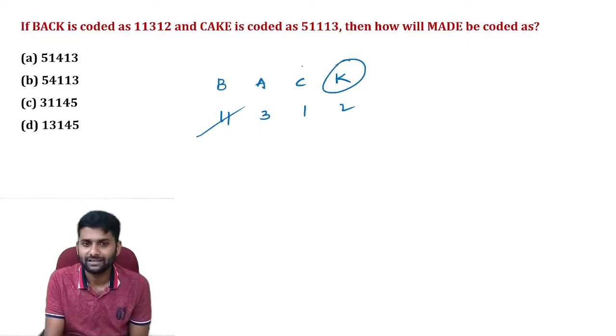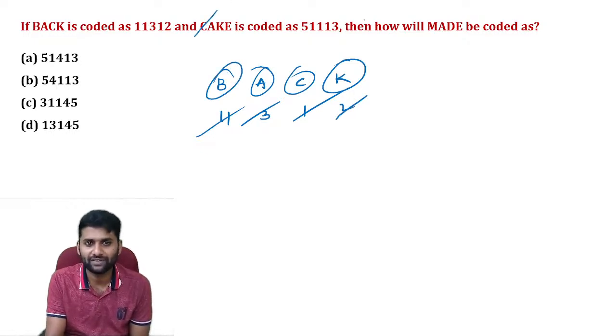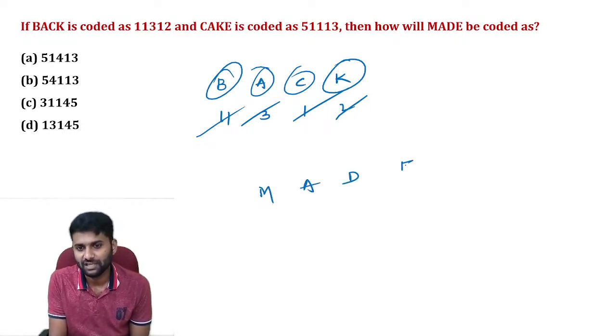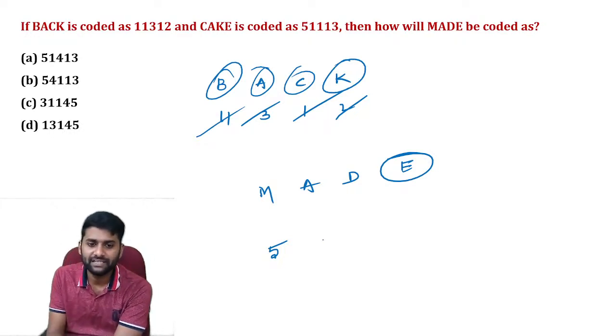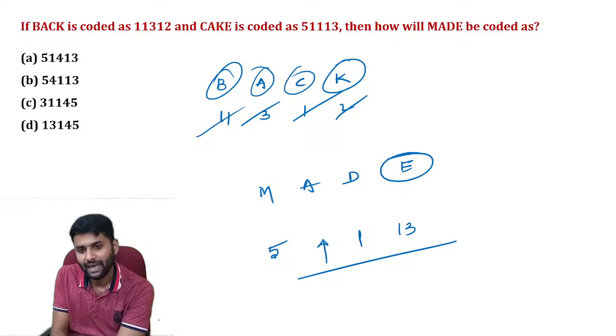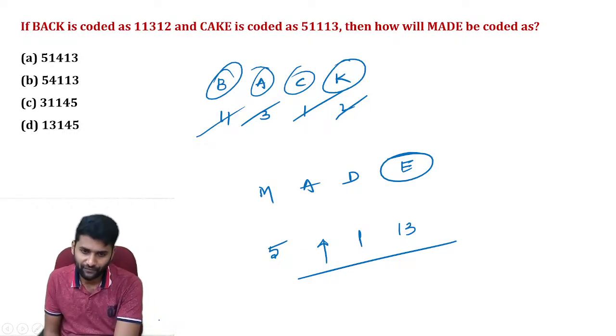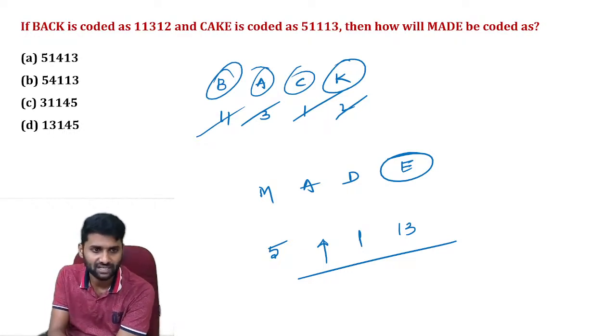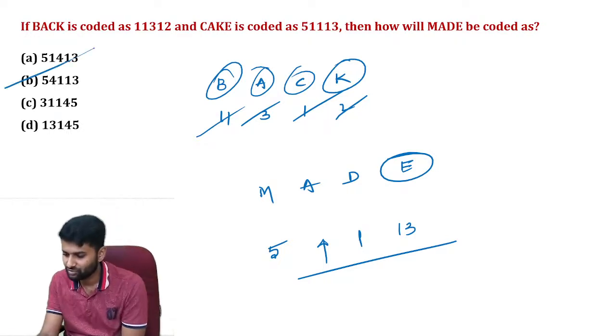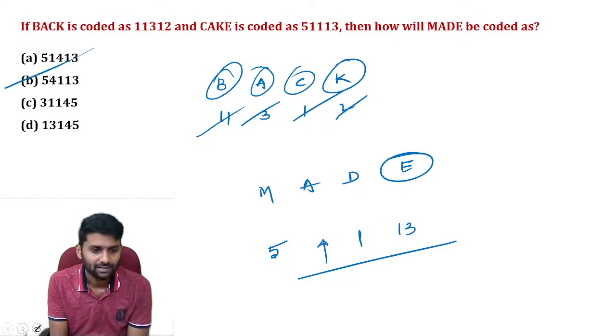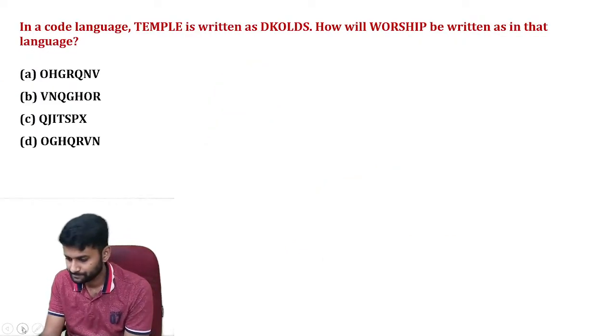K is 11. C, third position. A, first position. B, second position. In the same way, C is 3, A is 1, K is 11, E is 5. First to the last position. M, A, G, E. So we have to write the alphabetical position in the first position, 5. G is 7, A is 1, M is 13. So your answer, 5 7 1 13, is the correct answer. That's the logic. Next one.